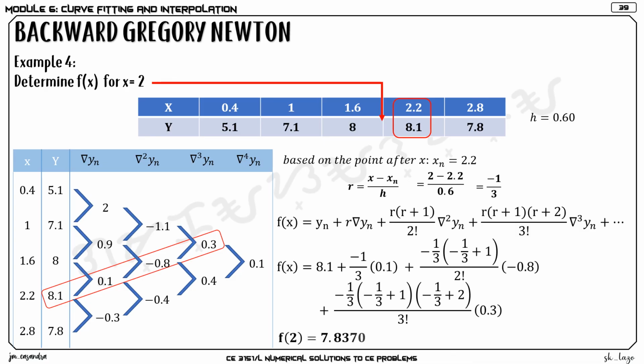So solving this, we get a value of the function of x equal to 2 as 7.8370, which is not equal to our previously solved value, which is 7.33291. So again, proving that we can use the value of x sub n at the point after the required x only if we are closing our finite difference table with a value of 0.